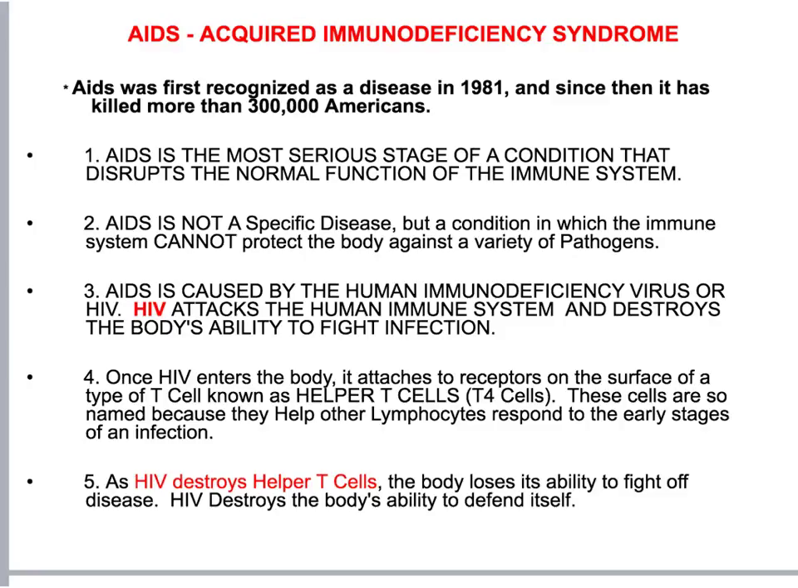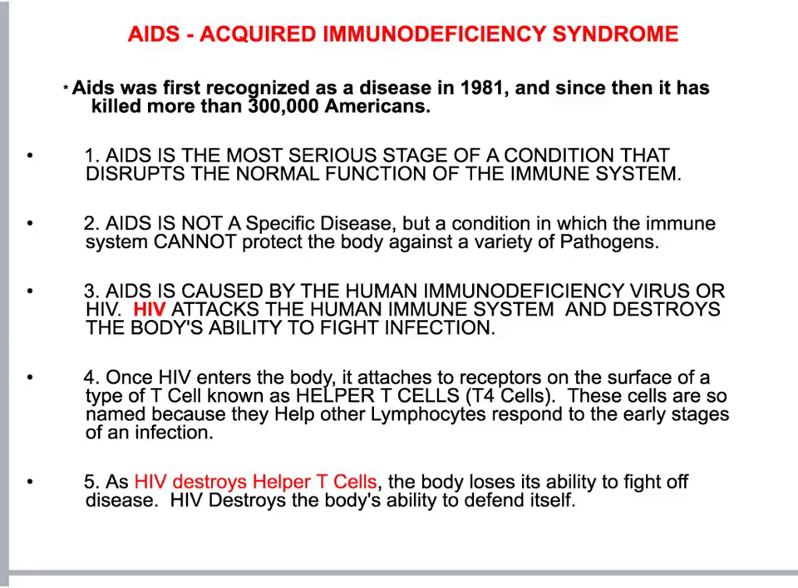HIV/AIDS is the most serious stage of a condition that disrupts the normal function of the immune system. AIDS is not a specific disease, but a condition in which the immune system cannot protect the body against a variety of pathogens. AIDS is caused by the human immunodeficiency virus, or HIV. HIV attacks the human immune system by destroying the body's ability to fight disease.